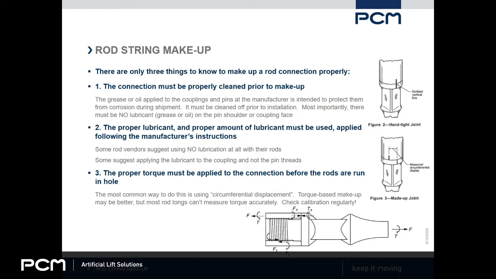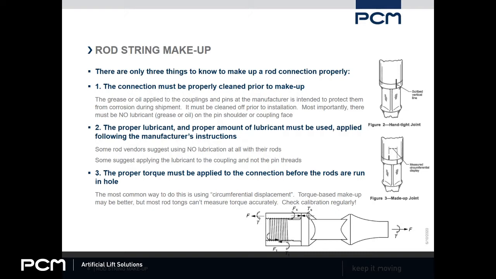It is absolutely critical that when you're making up the connection, there is no lubricant at all on that face. So you've cleaned it off and you haven't put more lubricant on that's going to be on that face or on the shoulder. And then the third step is to apply the proper torque before you run the rods in the hole.